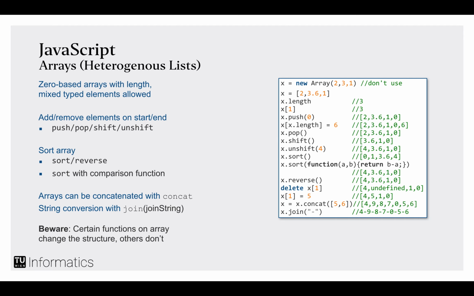Now we come to more complex data structures. The one is the array, and the array is a heterogeneous list, meaning that the types in the array do not have to be the same all over. So if you look at the right side, you see examples of the API of the array, and in this case I have a float in there, I have an integer in there.